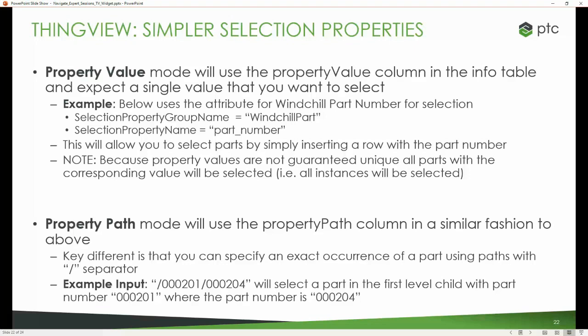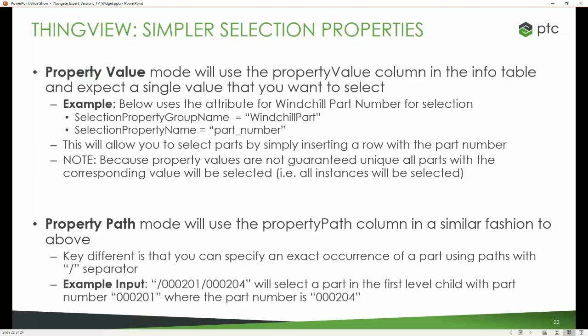However, because part number is not necessarily unique, you may want to get a little bit more specific. You may want to select a single instance of that part number based on a path. The property path mode will allow you to do that. In this case, you utilize the same property group name and property name, which we've configured to part number, in order to pass in a path with a slash separator.